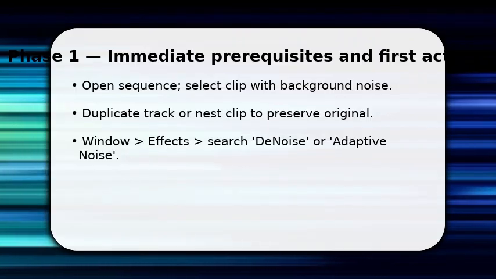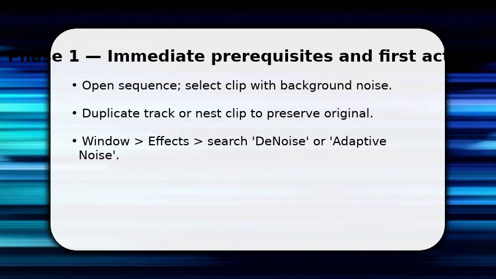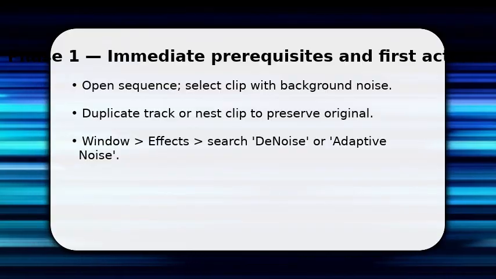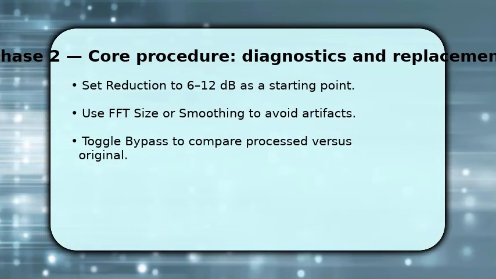Next, select the duplicate and open the effects panel, search for denoise or adaptive noise reduction, and drag it onto the clip. Once applied, open Effect Controls. You're now ready to make initial adjustments, because the default setting isn't tailored to your recording and you need to hear what changes. Now adjust parameters to reduce noise without harming voice clarity.